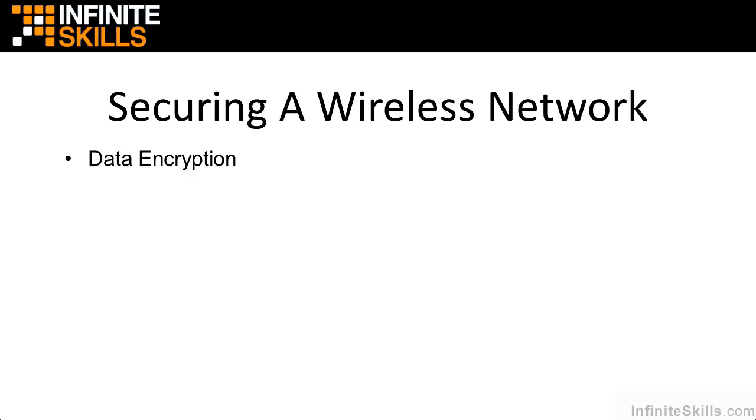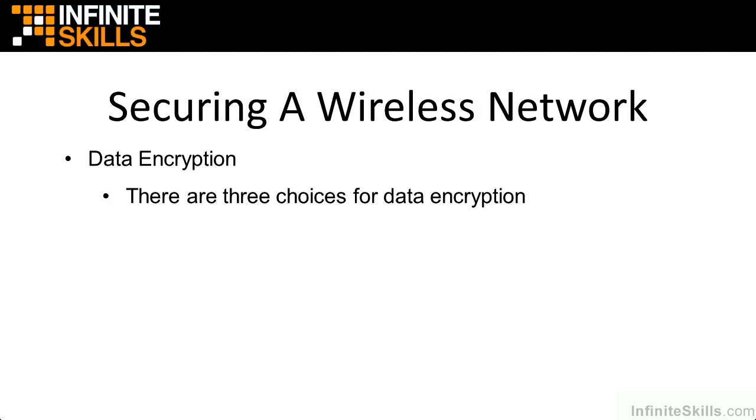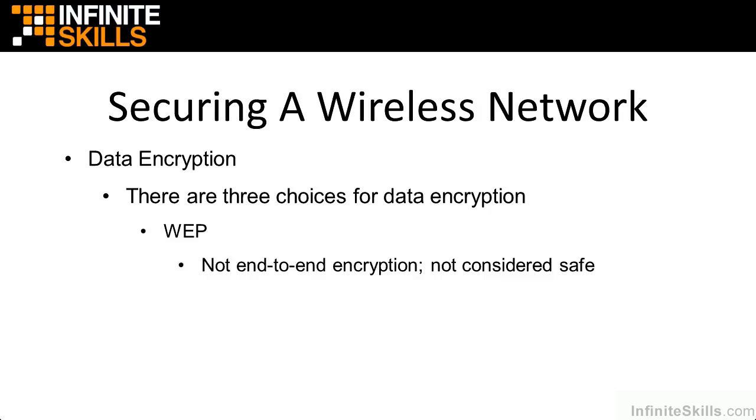And then finally, the third step is data encryption. There are three choices for data encryption in wireless networks, and I'm going to give you the three choices and one line of information about each. First of all, WEP, Wired Equivalent Privacy. This was the first shot at this. It doesn't provide true end-to-end encryption. It was found to be crackable. It's not considered safe. Don't use WEP.